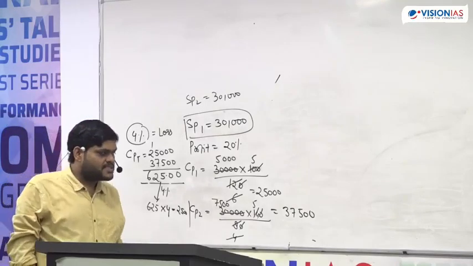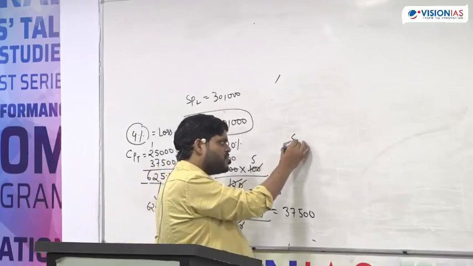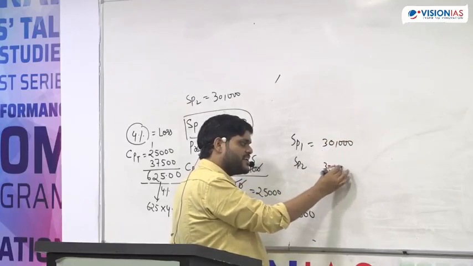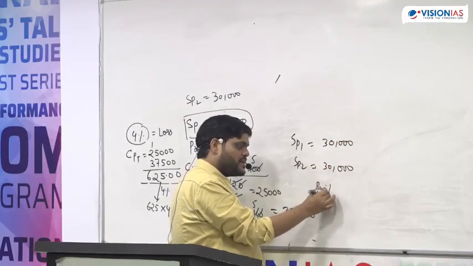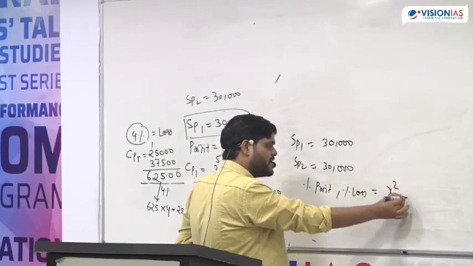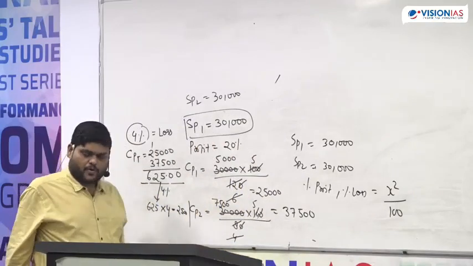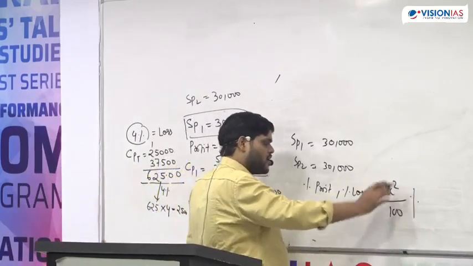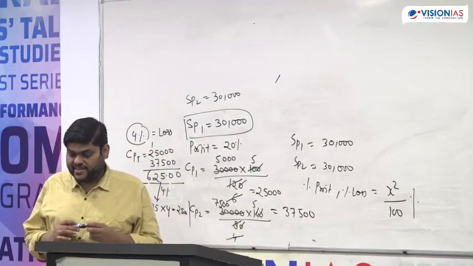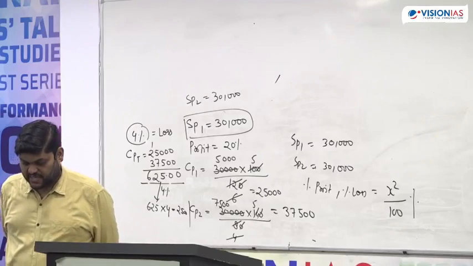Okay, I told you earlier, just open your booklet. In the starting of the class I told you, if SP1 is given and SP2 is given, both are equal, and the percent of profit and percent of loss are equal, then there will always be a loss of x square upon 100 percent.